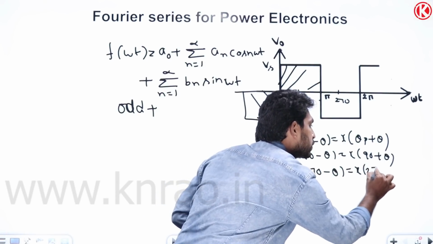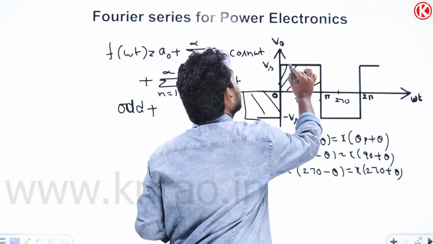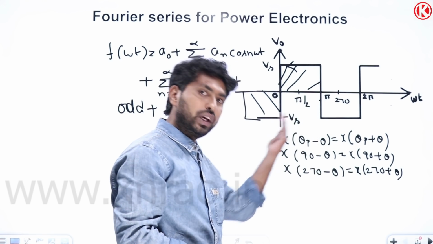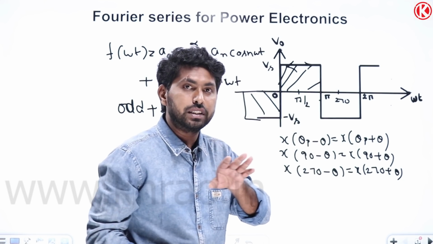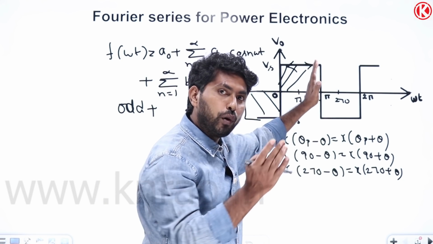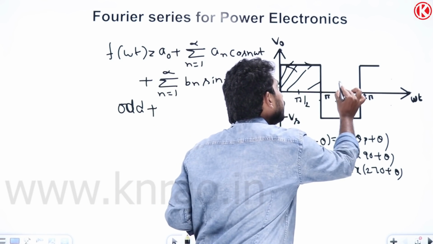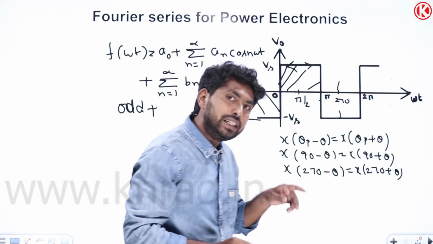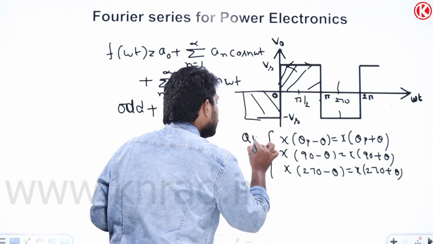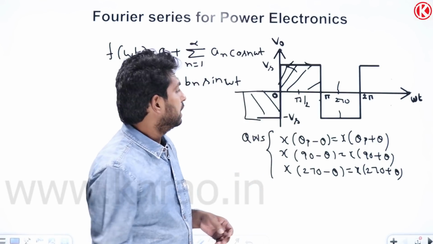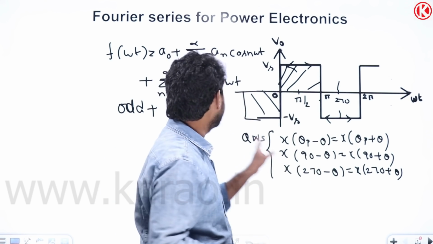Let me verify this. How can we verify it? If I go to the left of 90 degrees, it is 90 minus theta. If I go to the right of 90 degrees, it is 90 plus theta. If you observe, on both sides the waveform shape is the same. Again, let me check at 270 degrees also. If it is satisfied for 270 degrees, we can say that it contains quarter wave symmetry. Observing 270 minus theta equal to 270 plus theta also, it contains quarter wave symmetry.